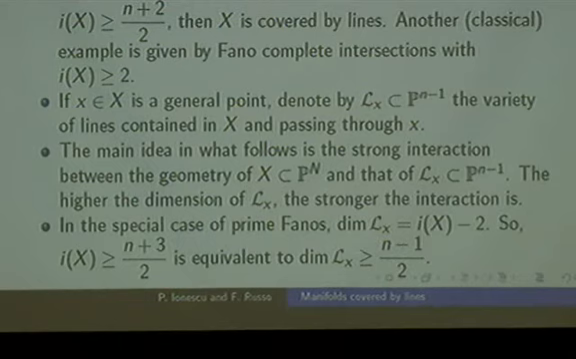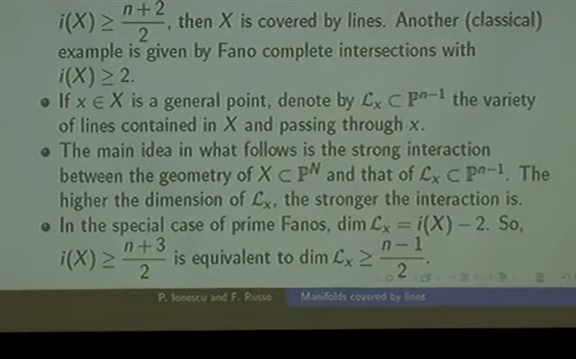Now, please remember this inequality, because this is a kind of magic number. And we shall see that whenever the dimension of the variety of lines is at least this, some very good behavior happens. We shall have the opportunity to illustrate this by a number of theorems. Okay? Questions?